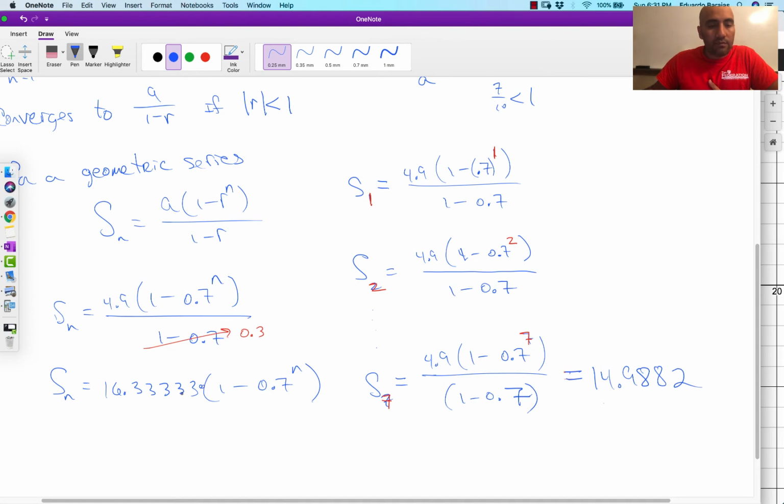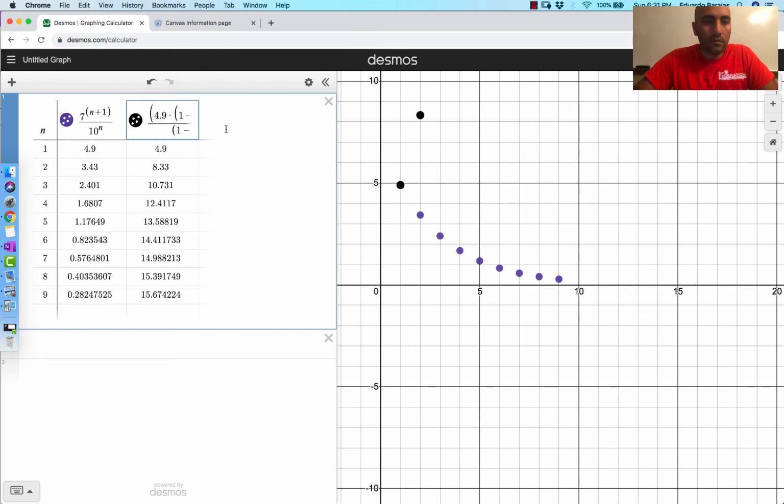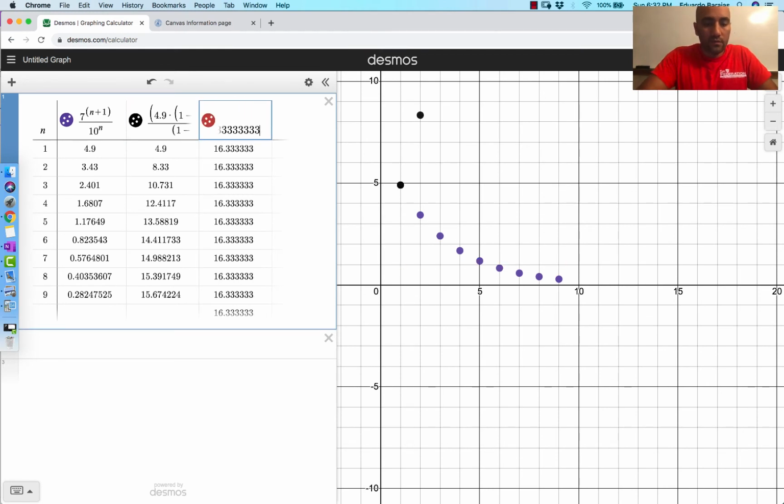So I could simplify it and type this into the formula instead of this one. Let's type it over here. 16 point bunch of 3's times 1 minus 0.7 to the power of n, close parentheses. See, you get the exact same thing. Good. Okay, either way, let's confirm that it makes sense.